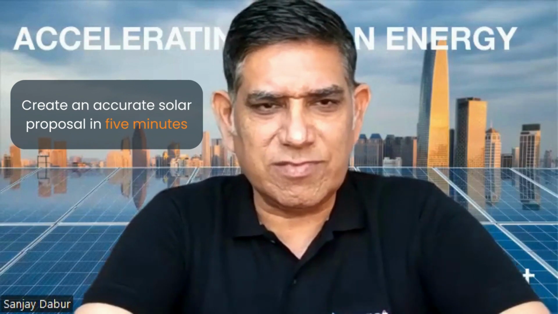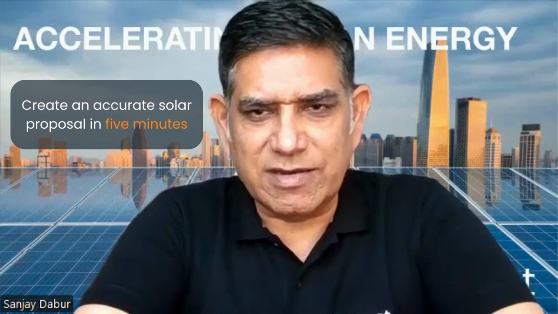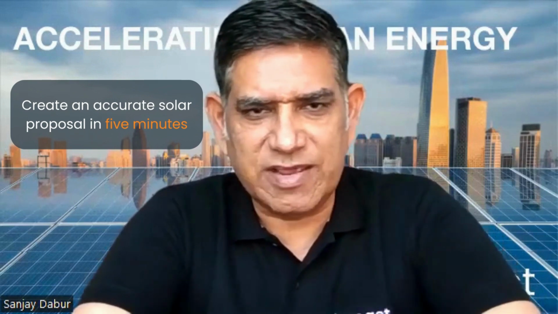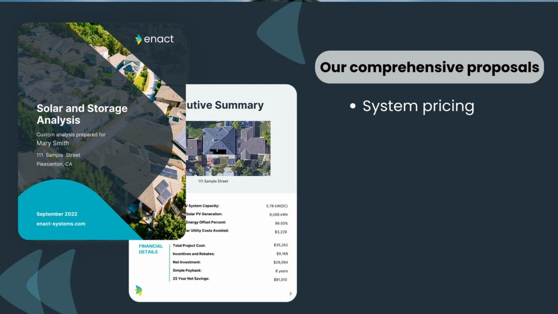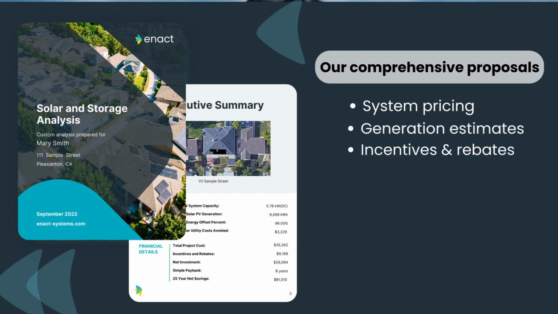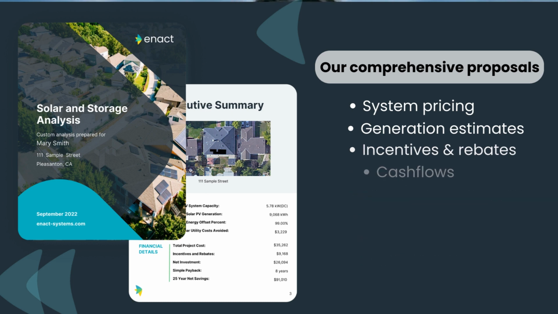Now, on the other hand, when you use Enact to design a solar system, first of all, you don't need any design engineering or financial skills. Most non-technical salesmen can create a design which is very accurate in just under 5 minutes. This automatically generates a comprehensive solar proposal, which carries system pricing, generation estimates for the next 25 years, incentives and rebates, cash flow details, utility costs avoided, payback, ROI, and some other metrics.